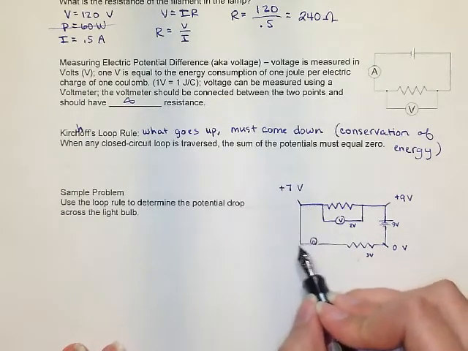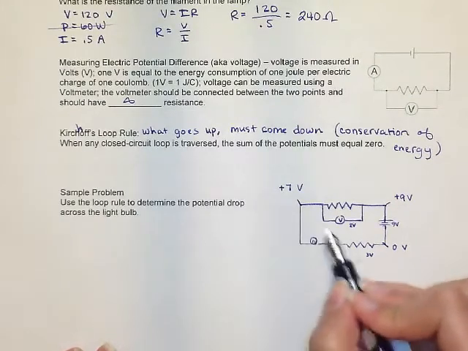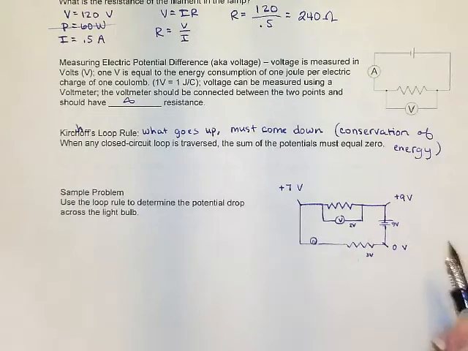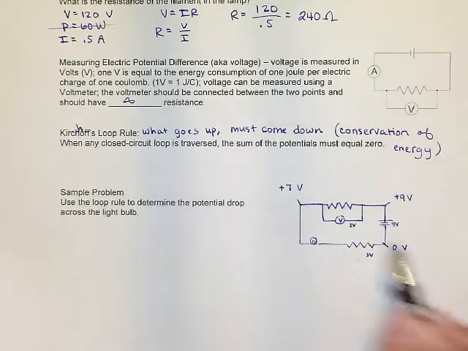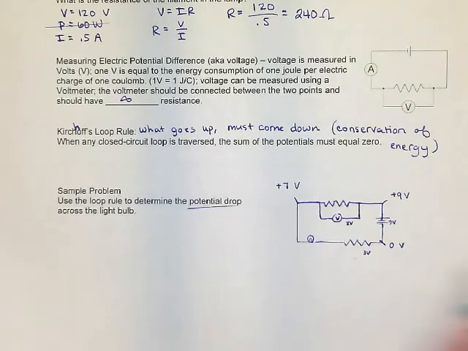So then I travel around, then, ooh, I go through this light bulb. The light bulb is going to convert some of my electrical energy into light. I don't know how much. That's what I'm trying to figure out. I want to know what is the voltage across the light bulb.